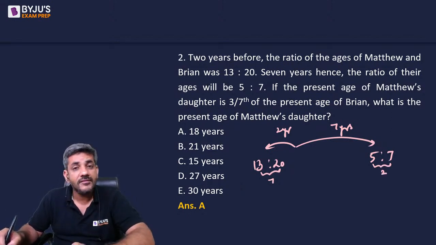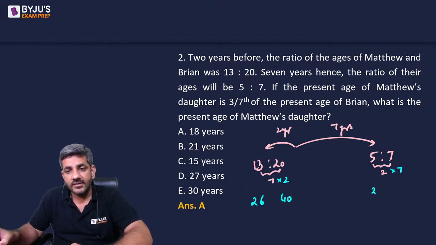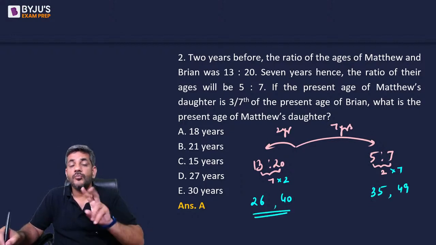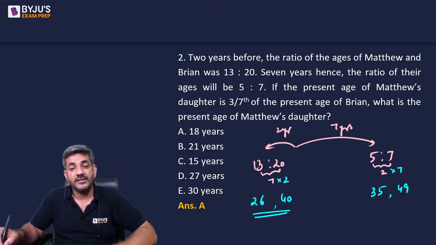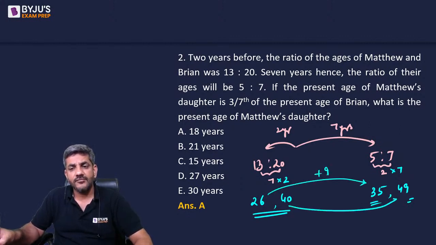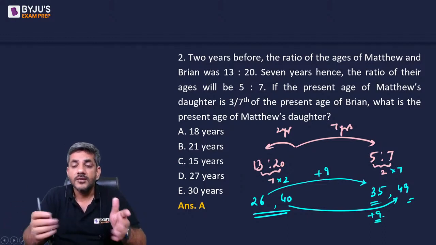So how can I make the difference the same? Can I just multiply this ratio by 2 and this ratio by 7? They both will give you the same difference. Do it and see. It would become 26 and 40. It would become 7 fives are 35 and 49. If the ages of two people were 26 and 40 years back, after 9 years, their ages would become 35 and 49. See now that 26 after 9 years becomes 35 and 40 after 9 years becomes 49. When the differences are made the same, you immediately.